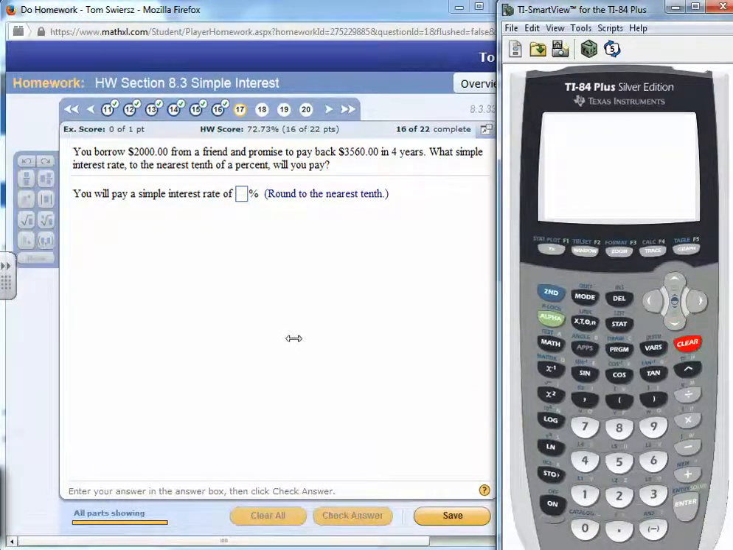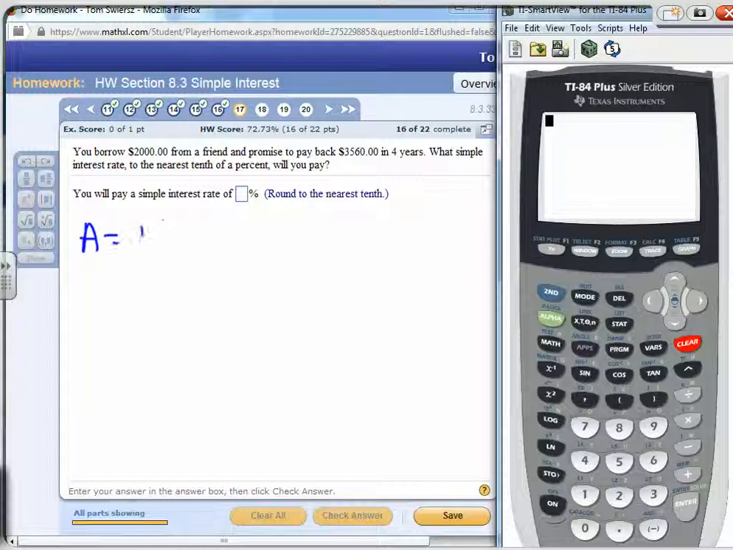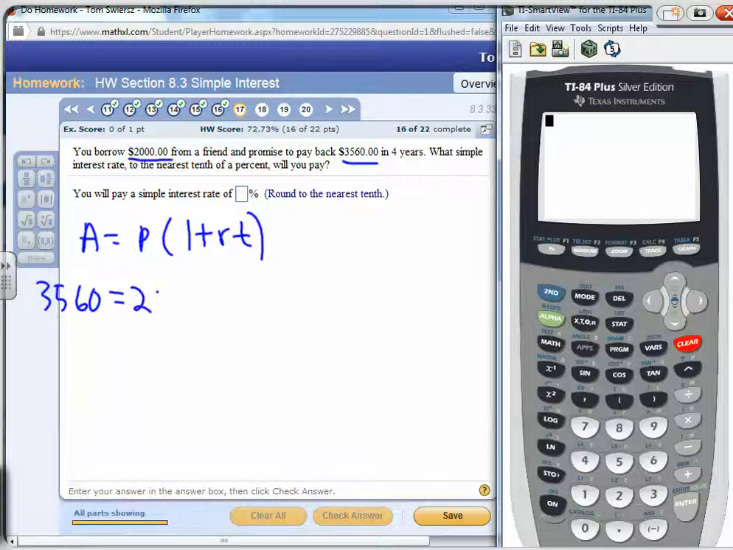Number 17, you borrowed $2,000 from a friend and promised to pay back $3,560 in 4 years. What simple interest rate to the nearest tenth of a percent will you pay? Okay, so we've got a future value. So the future value formula is A equals P times 1 plus RT. What are we given? You have to pay back $3,560. So that represents the future value, right? Value in the future. The present value, what you borrow, is P, which is given to be 2,000. You've got 1 is always 1.